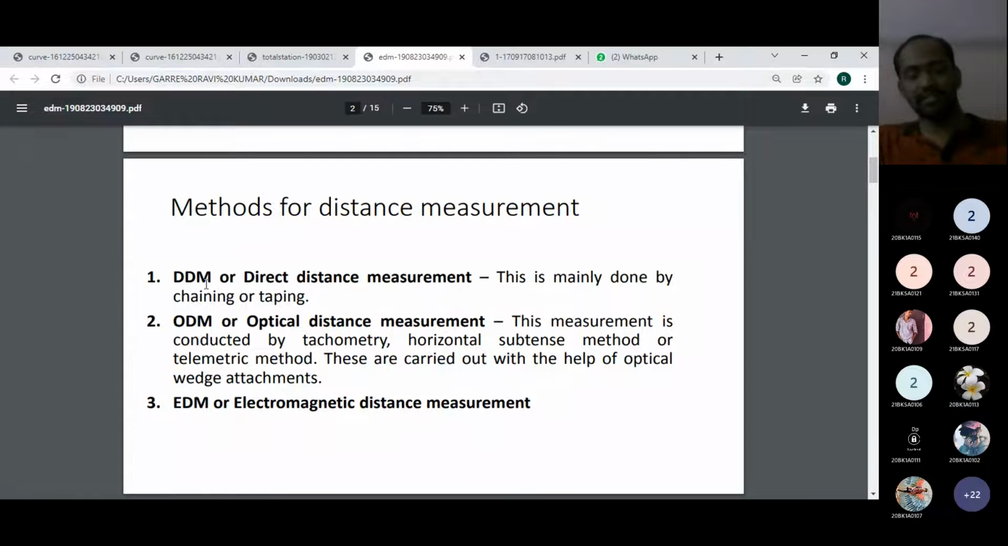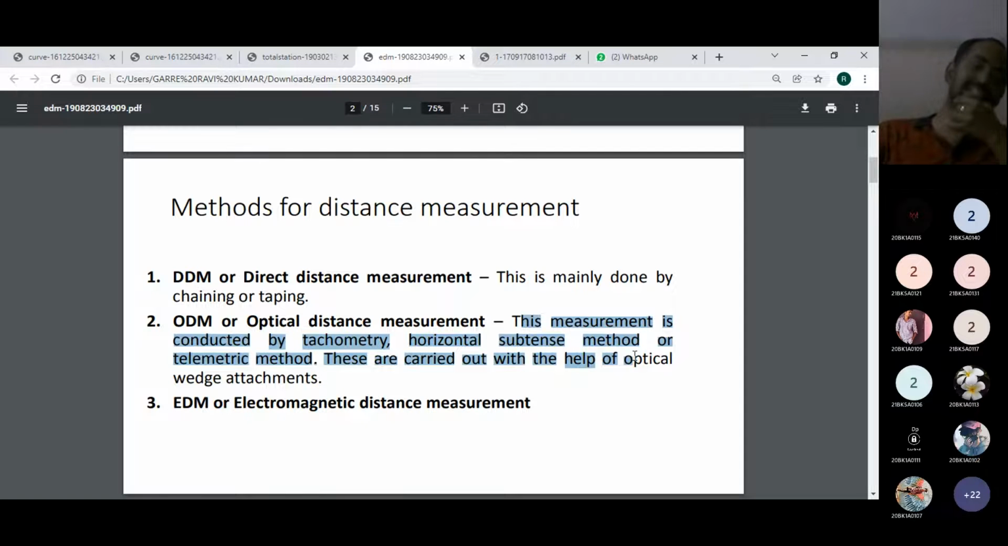It is written here clearly. The first one is the DDM, or direct distance measurement, mainly done by chaining or taping. Another one is the ODM, optical distance measurement. This measurement is conducted by tachometry, theodolite, substance method or telemetric method. It means tachometer, theodolite, electronic theodolite, total station, all of these can be called ODM, or optical distance measurement.